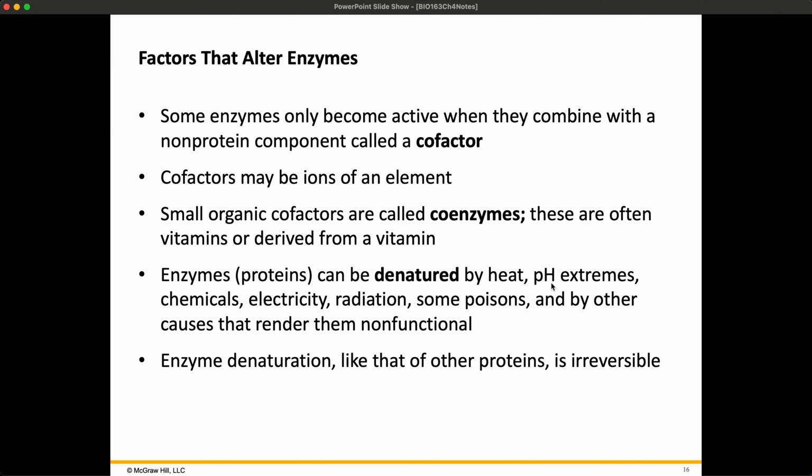pH extremes, either too basic or too acidic, can start to alter their structure as well, because if you remember, pH, acid or base, is just a reflection of the hydrogen concentration, and that's essential for your proteins.